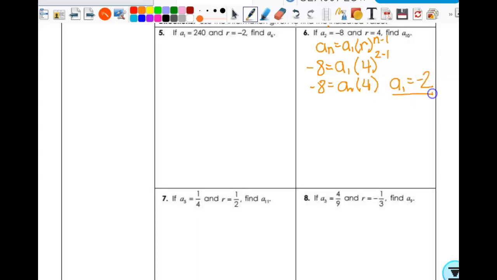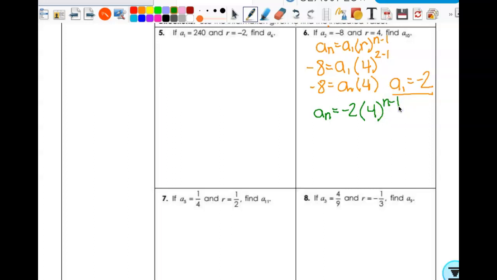And again, since it was just the second term, we could divide by 4 and get negative 2. But that's the process because they're not all going to be that easy. Now that I have that, I can say my formula here is a sub n is equal to the first term, which is negative 2, times r, which is 4, to the n minus 1 power. There's my explicit formula.